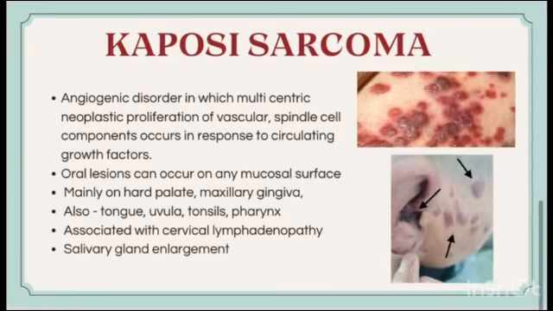Kaposi sarcoma. It is an angiogenic disorder in which multicentric neoplastic proliferation of vascular spindle cell components occurs in response to circulating growth factors. Oral lesions can occur on any mucosal surface, mainly on the hard palate and maxillary gingiva, and are also seen on the tongue, uvula, tonsils, and pharynx. It is sometimes associated with cervical lymphadenopathy and salivary gland enlargement.